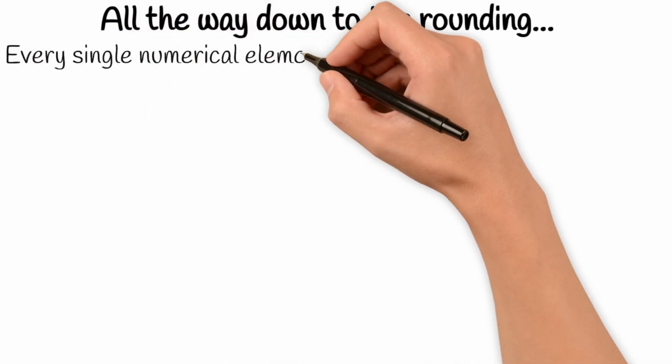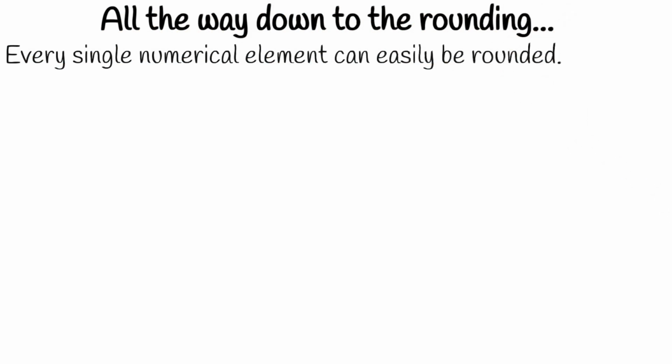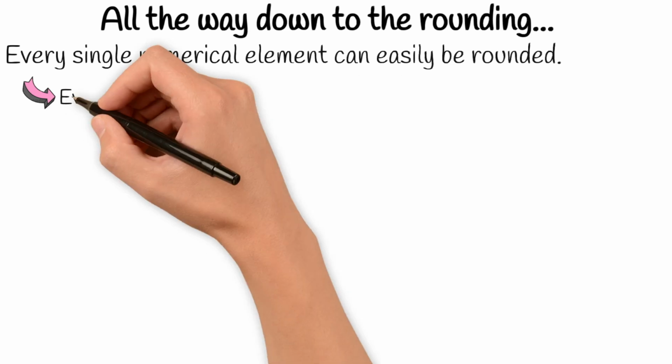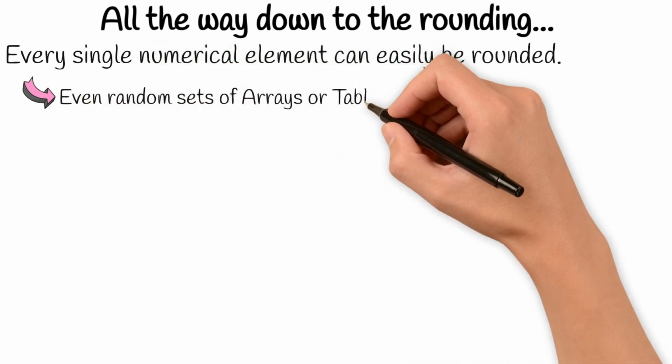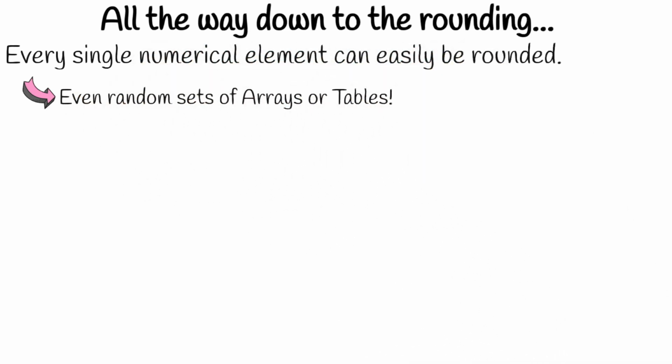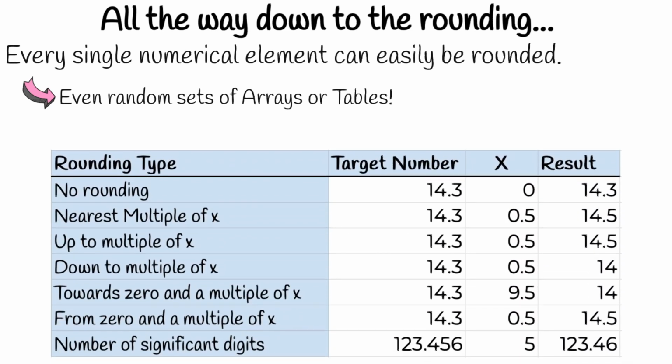And one final thing. Every single numerical element can easily be rounded, whether it's a single number or some kind of array or table, or perhaps a set of arrays or tables, even random sets of structures. Here you can see the different kinds of rounding that are available.